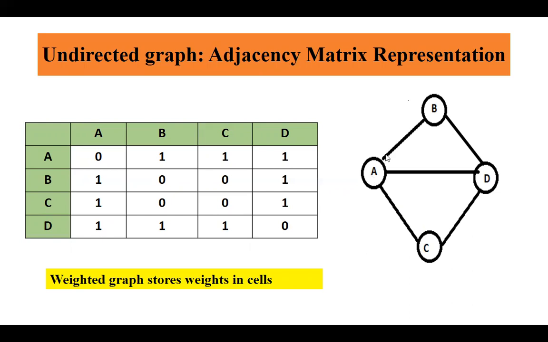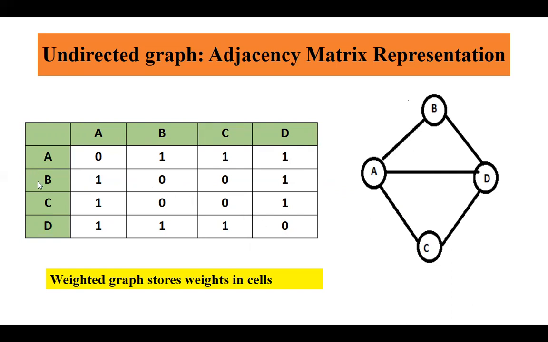Now, there is an edge from A to B, so you mark here 1. There is an edge from A to C, mark here 1. There is an edge from A to D, mark as 1. Fine. The presence of an edge is marked as 1. Absence of an edge is marked as 0. Now, similarly, if you look at A to A, there is no edge from A to A, so it is 0. Again, the diagonal is 0, so there are no self edges.